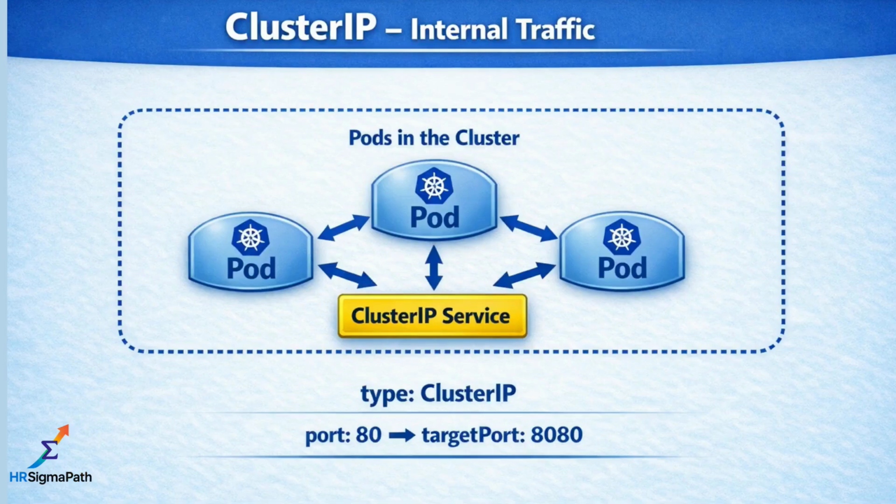So here is a ClusterIP diagram. Notice how all the arrows stay inside the cluster box. So ClusterIP creates an internal service that pods can use to talk to each other. It listens on a port like 80 and forwards traffic to the target port inside the pods, like 8080. But there is no arrow going outside. So this service is not accessible from the internet.